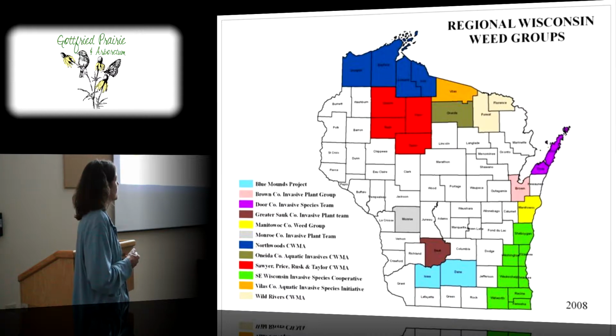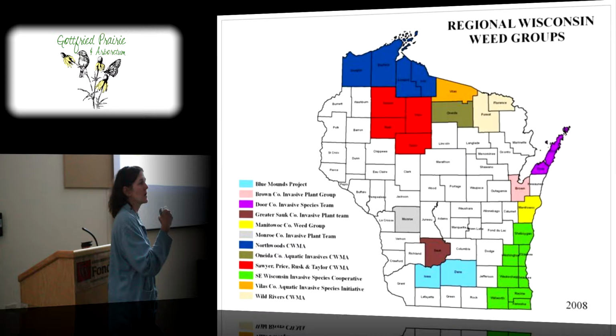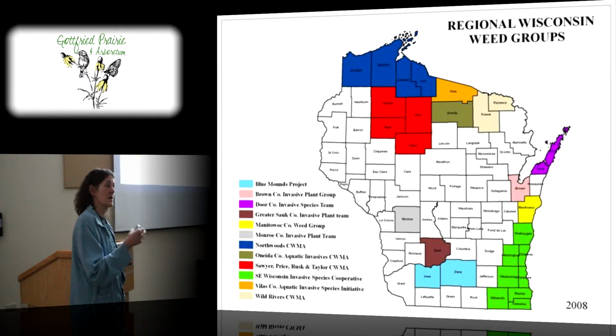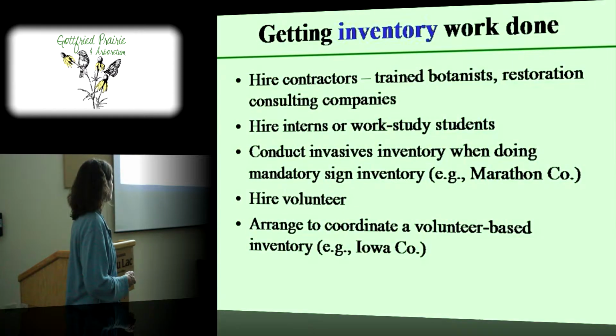Groups like the Door County group have been assigning people to keep an eye on individual state natural areas up in Door County, to keep some of the invasives out of those areas, to have a steward for each of those sites.